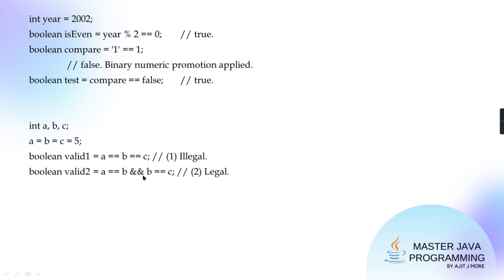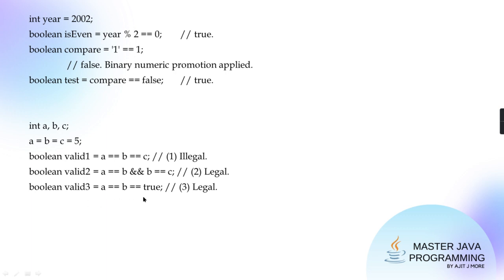Tell me, will this be legal by attaching a logical operator? A double equal to B and B double equal to C. Is it legal? Yes, sir. Okay. Now you can see, the same type of operation I am doing, and now it is legal. From the first example and the third example, can we conclude that equality, inequality are associative, unlike relational operators, which are not associative?